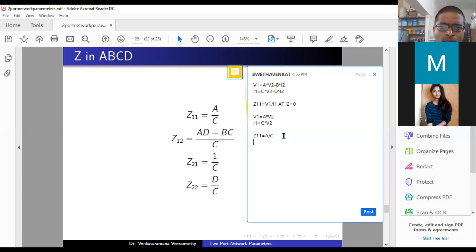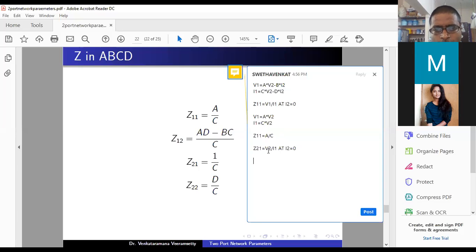Next, I want to calculate Z21, to find the Z21 value in terms of the ABCD parameters. We define Z21 equal to V2 divided by I1 at I2 equal to 0, right? At I2 equal to 0, put I2 equal to 0 in both equations, then we have V1 equal to A into V2 and I1 equal to C into V2.